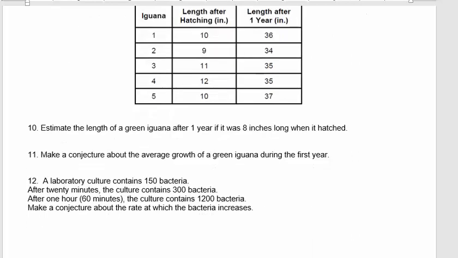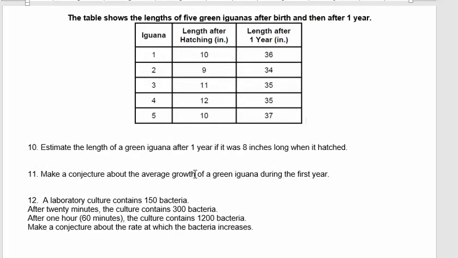In 11, it says, make a conjecture about the average growth of a green iguana during the first year. So you can look at these numbers here, 10, 9, 11, 12, 10, and then look at this third column here, and how much about did each of these iguanas grow? So make a conjecture, like you might say they doubled or tripled, or you might say they each grew about 2 feet, or they each grew about 3 feet. Write a sentence about how much a green iguana might grow during the first year.